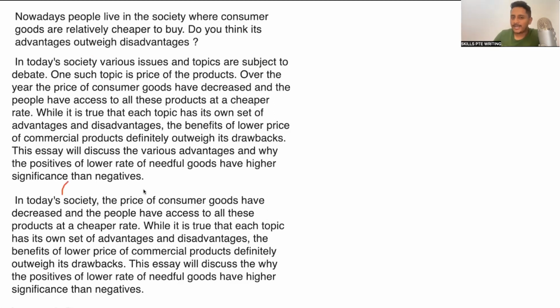In today's society, the price of consumer goods has decreased and people have access to all these at a cheaper rate. While it is true, I have copy pasted. This essay will discuss why the positives have higher significance than the negatives. Write less. This essay will discuss why advantages outweigh the disadvantages.